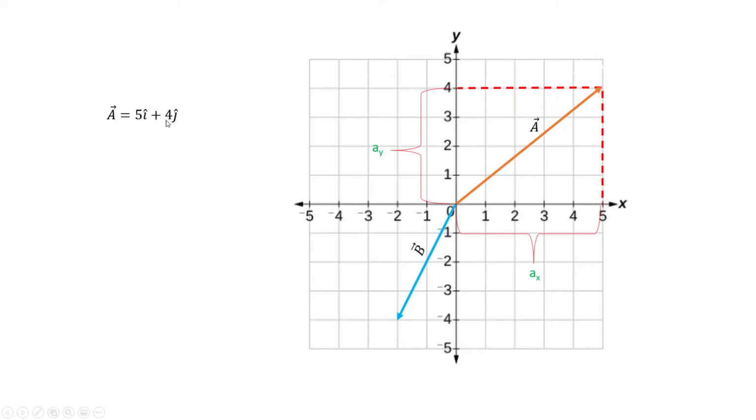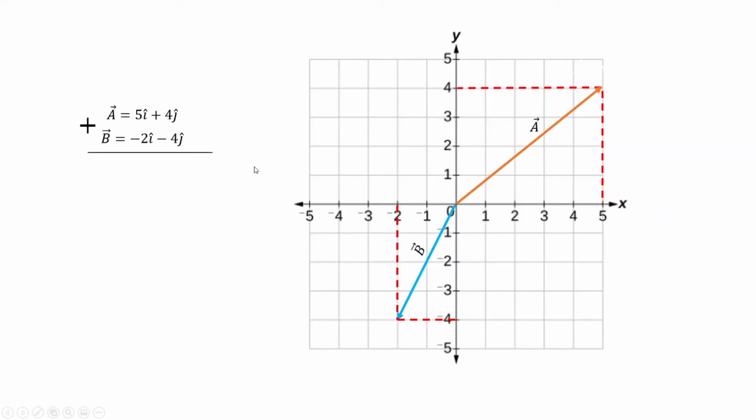plus ay j hat. i hat and j hat are unit vectors, and as you can see, this perpendicular line hits the x-axis at 5, so the distance from origin from 0 to 5 is 5, so the x component is 5 i hat, and for the y component, the distance of this point to the origin is 4 j hat. You can do the same for B, and as you can see here, the x component for B is -2, and the y component for B is -4.